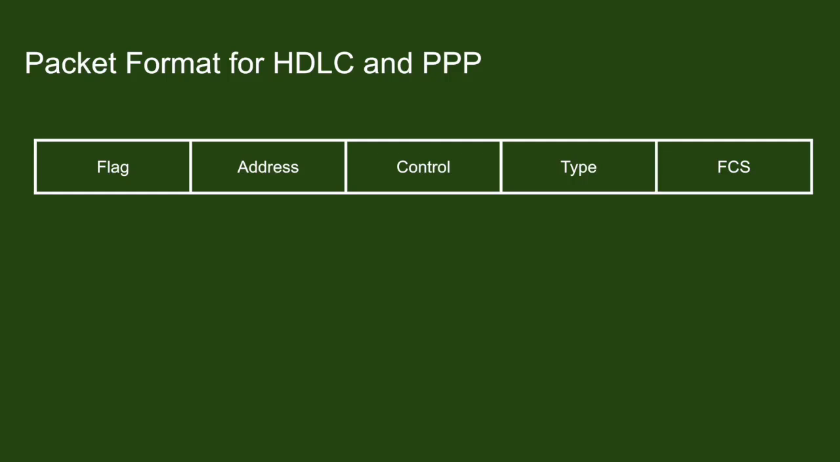The first is flag, then address, control, type, and FCS. What is flag? Flag is basically acting as the preamble and SFD in Ethernet. If you remember, preamble is some amount of bits already there, which tells you this is the start of the frame. It is also used so that if there is any collision or some of the bits are lost, you don't lose the entire packet. So whatever preamble does, the flag does similar functions in HDLC and PPP.